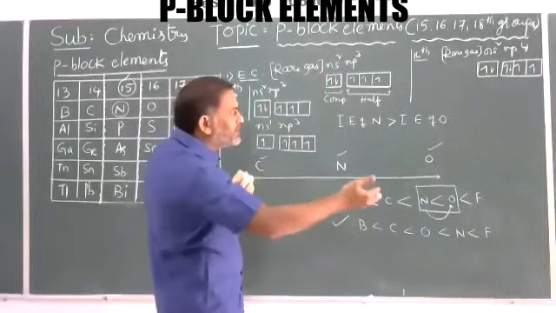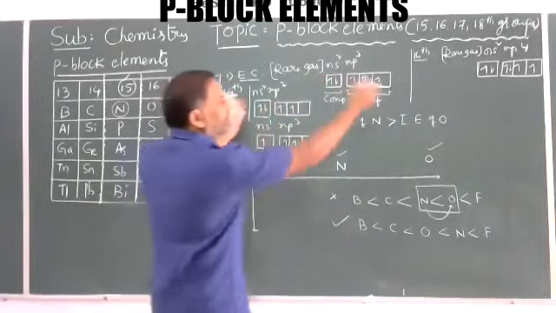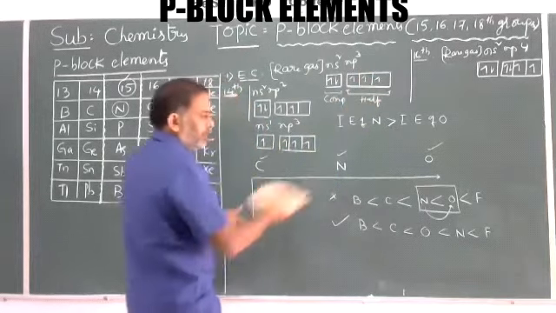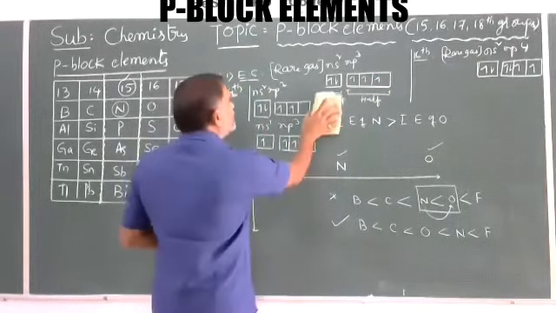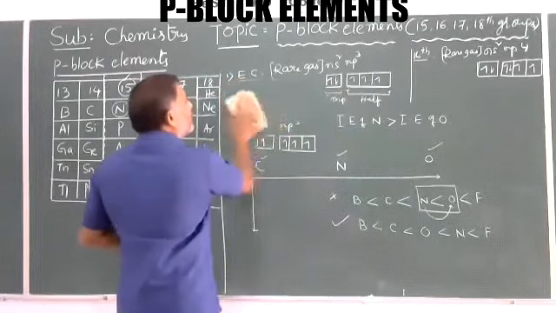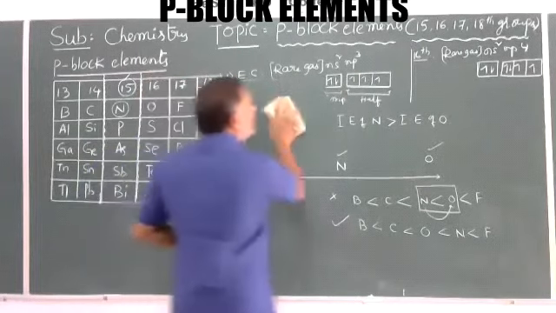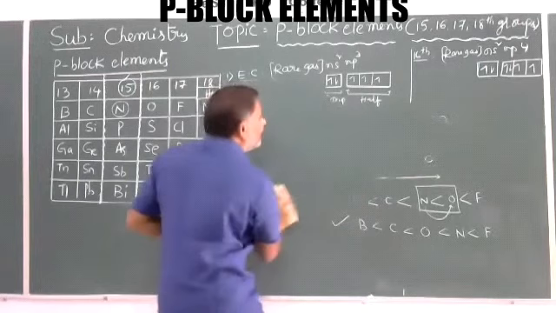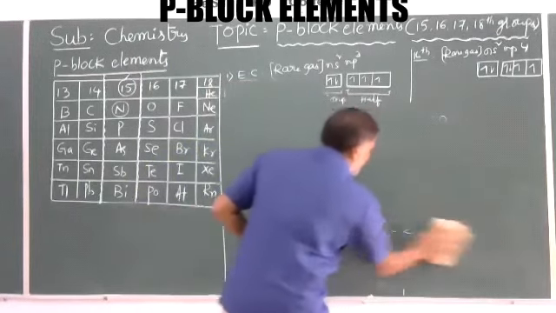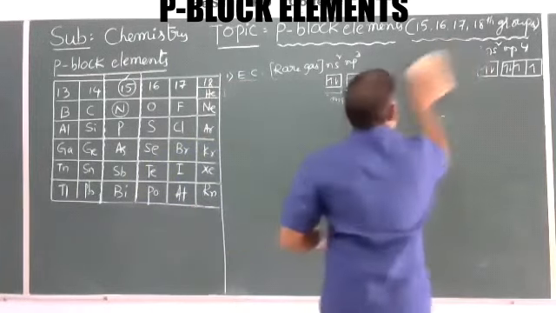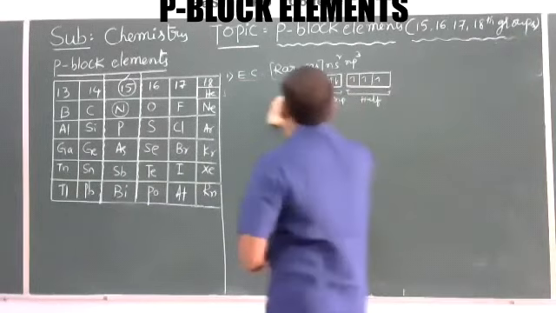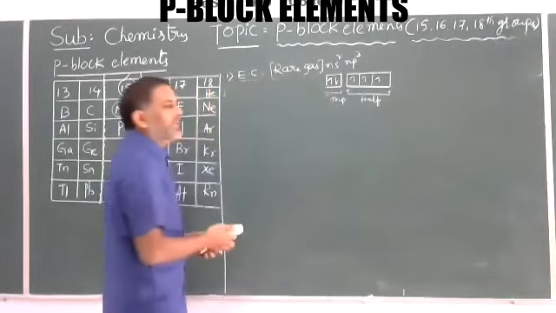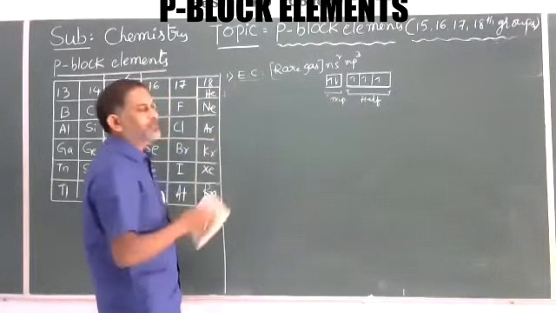Now the variation between groups 14, 15 and 16 should be clear, like questions they will create in objective. Anyhow, now the main important thing is only the 15th group elements' general electronic configuration. Only the 15th group elements' general electronic configuration. Once we observe nitrogen, already explained to you.